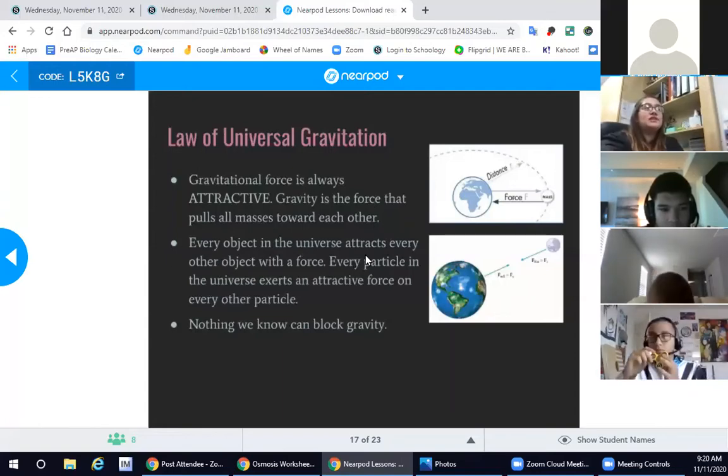Again, every object in the universe attracts every other object. Even every particle in the universe exerts an attractive force on every other particle. So everything attracts everything. That's just the law. And nothing we know can block gravity. Nothing that's been tested that we know of can block gravity. Of course, in years to come, we might have a scientist who can discover something. But as of right now, nothing can block these pulls.